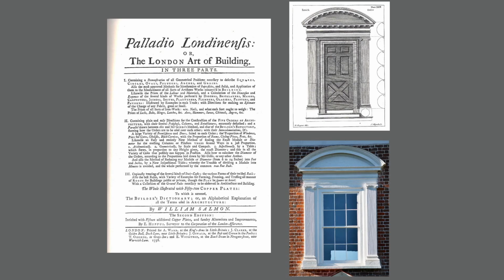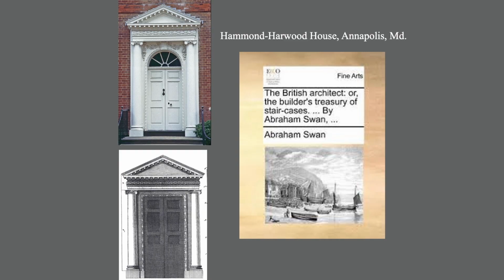Along with Langley's books are those by William Salmon, also widely used by colonial builders, as we've seen, especially Palladio Londinensis. It too is available online. Abraham Swan's The British Architect was a more costly book and contained more high-style designs of both interior and exterior features. It's available in inexpensive reprint, but a better quality copy of the original is also found online.